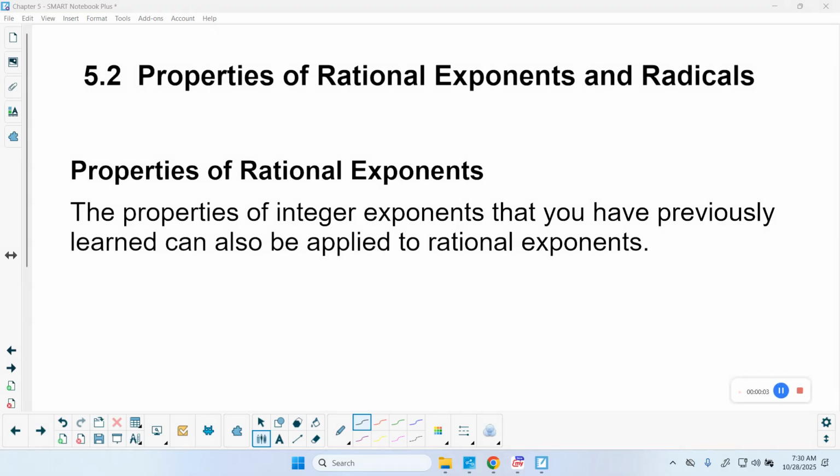We are actually going to split this into 2 days. This is all about properties of rational exponents and radicals. So for our properties, now they are not given to you guys. We do have to remember what they are.